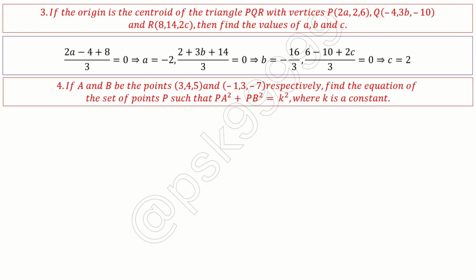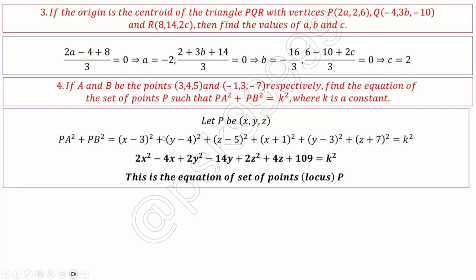Next. If A and B are the points given respectively, find the equation of the set of points P such that PA square plus PB square equals k square, where k is a constant. We have solved a similar problem in the 11.2 chapter. There, it was not squares but distances, so we did squaring and all those things. So here it is very simple. Let P be (x, y, z).